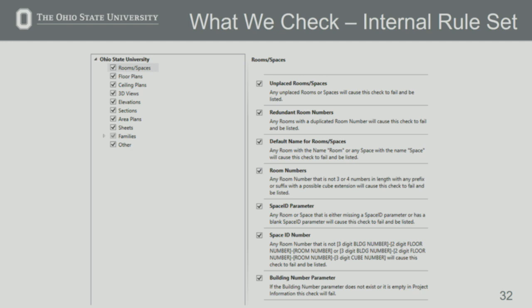And here's some of the things that the model checker can check for us. What is interesting is this is not the only thing that the Revit Model Checker can check. We just have picked the things that matter to us. But we check for things like unplaced rooms and spaces. And do we have any redundant room numbers?